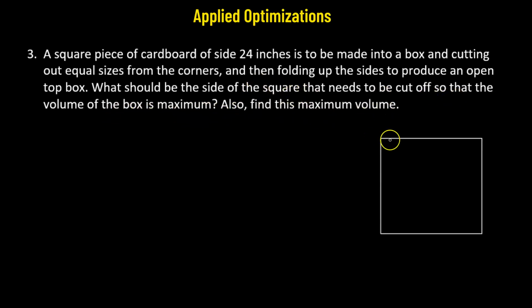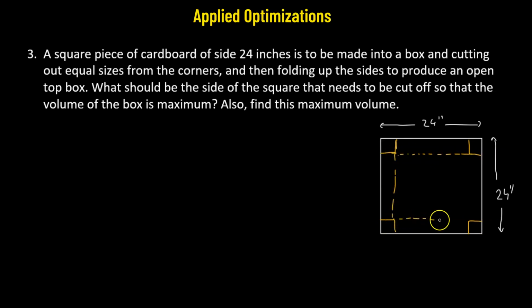So let us begin. We have a square cardboard, and the length of this cardboard is 24 inches. What we have to do is cut off equal sizes from each of the corners. So let's say we have squares cut out from each of the corners of this cardboard piece. Once that has been cut off, we will fold it along those dotted lines, and this is going to give us a box. We need to find the maximum volume of the box, and also what size of the square piece that has been cut out. We need to find its dimension as well.